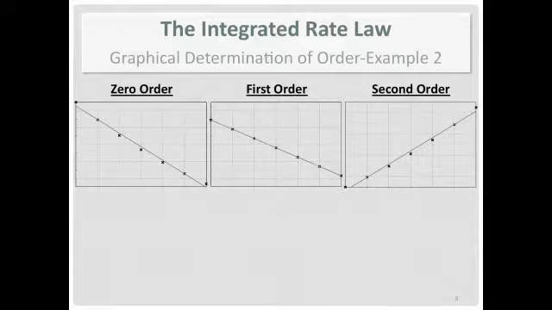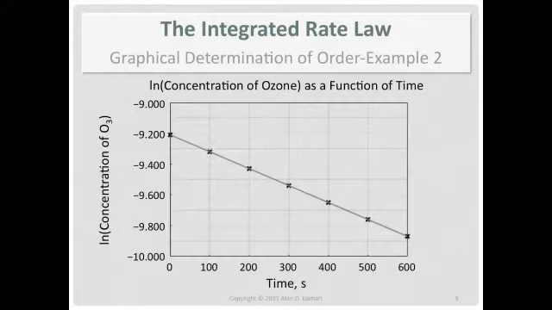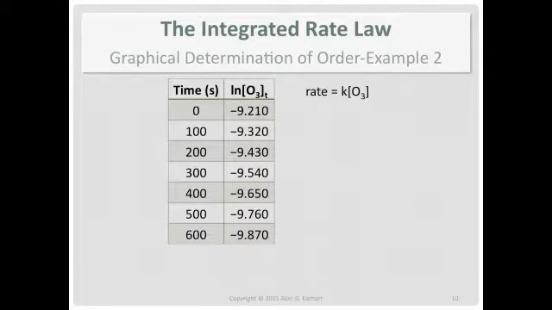Now, since the first order was the linear fit, we're going to use that line of best fit. Okay, now, let's see. Natural log of concentration versus time was a linear fit. That means it's first order. That means we know what the rate law is. It's first order with respect to ozone.